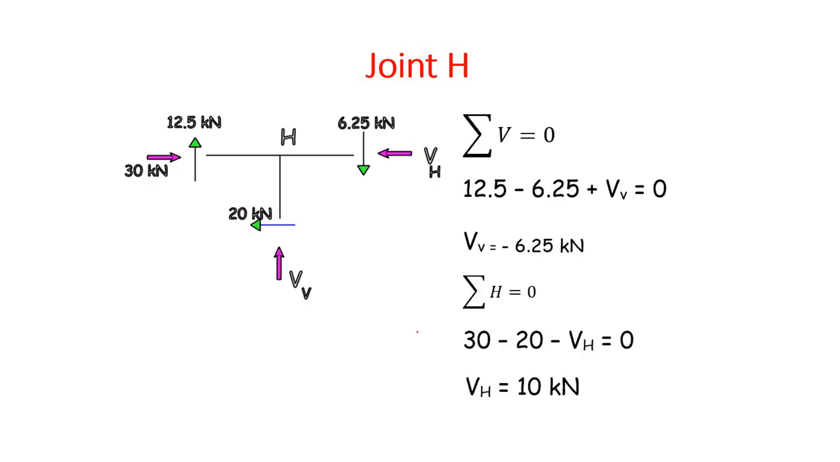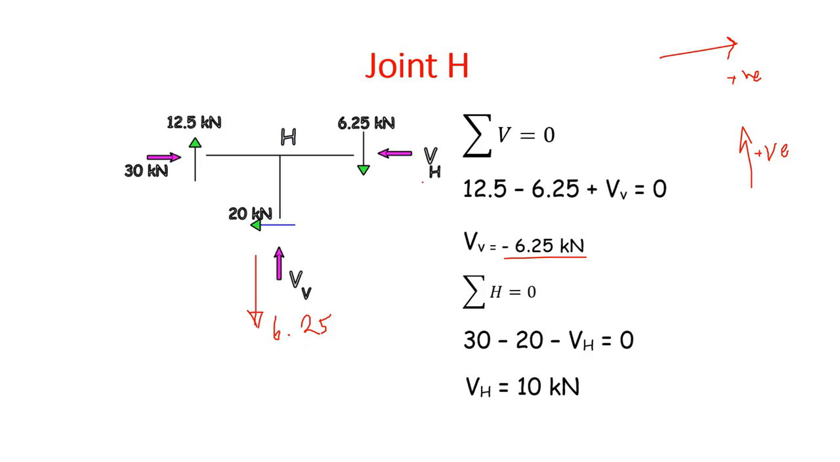Similarly, you take the joint H, and this VH and VV are unknown. So you write down the equilibrium equations. You take all the forces acting towards right as positive, and the forces acting upwards as positive. You can follow any sign convention, it does not make any difference at all, and ultimately we end up with VV equal to minus 6.25. What does this mean? If you are getting a negative sign, it means that the assumption is wrong and you have to change the direction of VV like this. So VV is 6.25 in the opposite direction. We had assumed it to be acting upwards, but through the calculations we find that VV should be acting downwards.